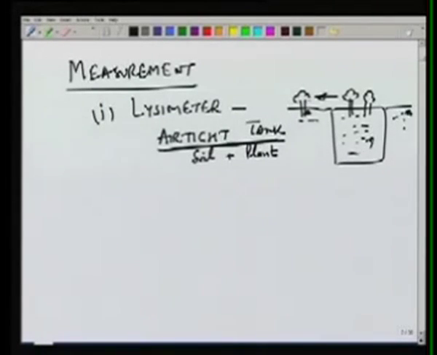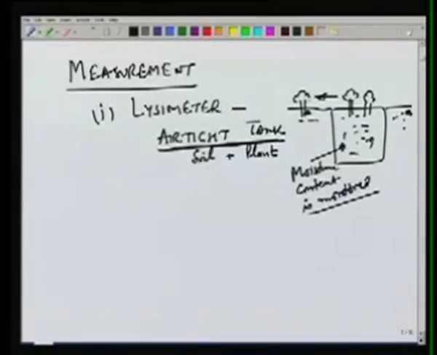Now the amount of moisture in this lysimeter is monitored. So moisture content is monitored, and periodically we add water to maintain the soil at a constant moisture, and the amount of water which is added represents the evapotranspiration.